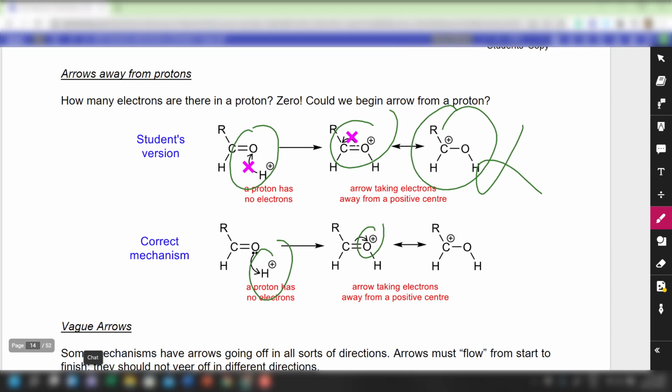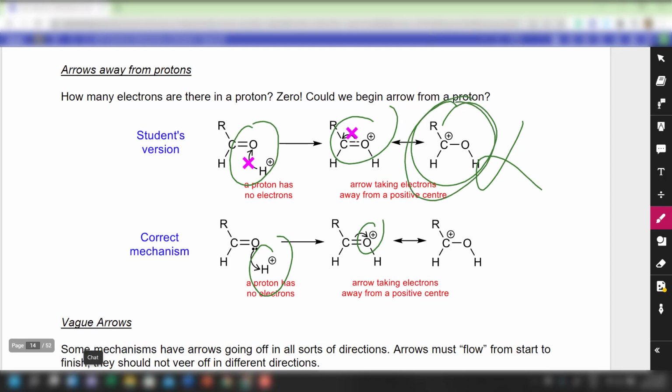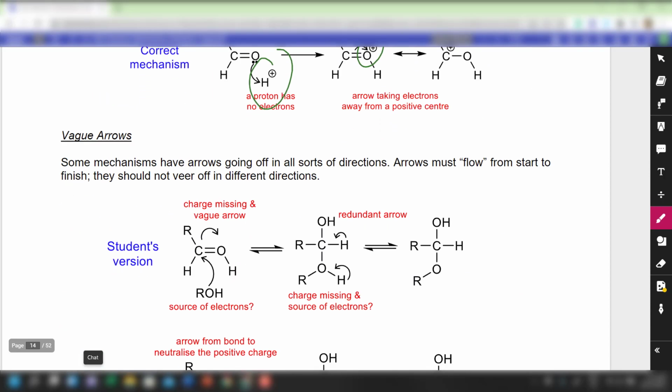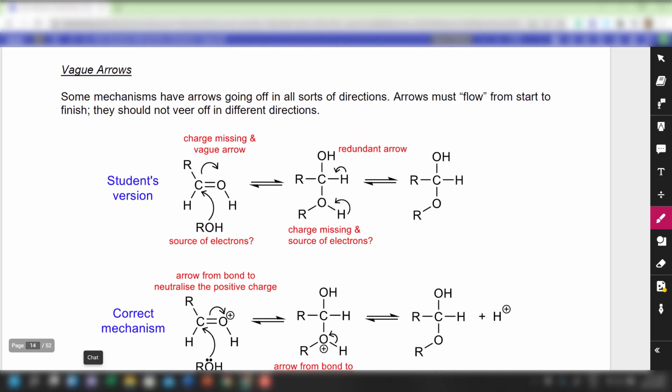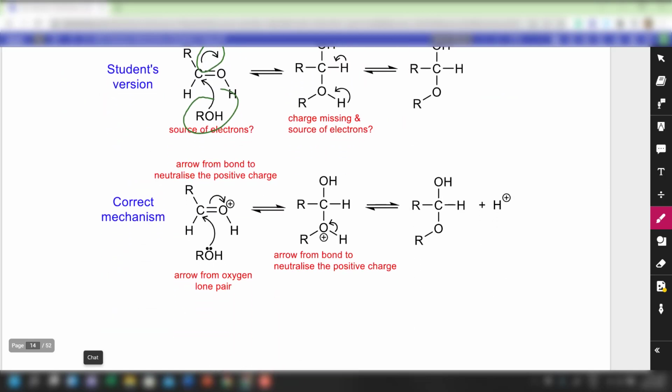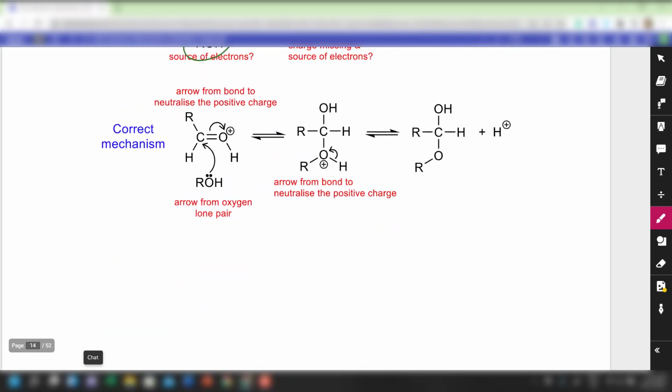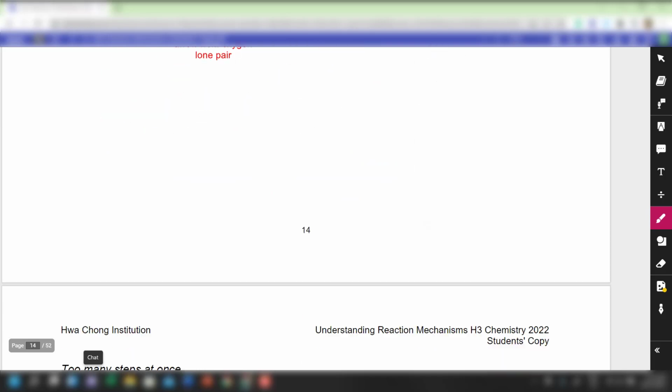The reason why I drew it the way I drew it is because I'm trying to showcase a wrong structure. I'm not saying that this structure is correct. Okay, and sometimes students like to draw vague arrows. So for example, like this, are you trying to say that something breaks from the carbon, or are you trying to say that the CO pi bond breaks? And are you trying to say that the oxygen atom moves, or that the lone pairs of electrons on oxygen attack the carbon? So vague arrows are a crucial problem for students when they draw mechanisms.